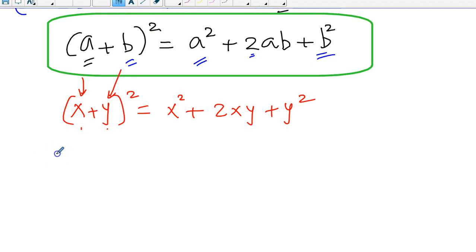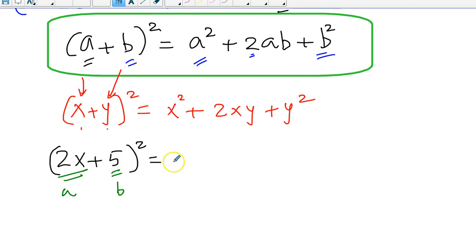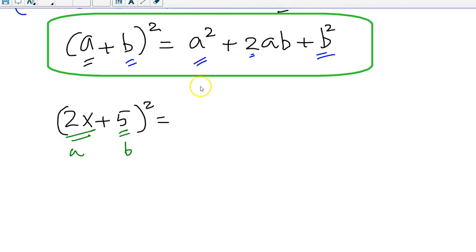Now another example. Let me use 2x plus 5. What is 2x plus 5 whole square? Now this A is 2x, right? Your A is 2x and B is 5. So in my answer I should write A square plus 2AB plus B square. Okay, I made it easier for you. Now A is 2x and B is 5.